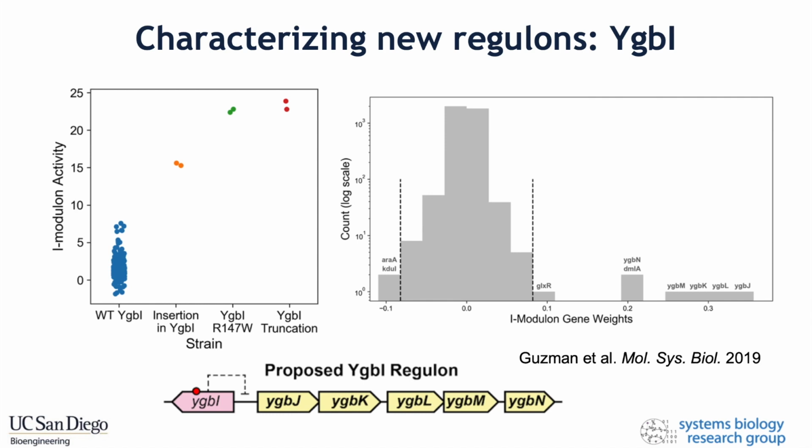Given that these mutations allowed the cell to grow on a novel carbon source, we predicted that YGBI was a repressor of all the downstream genes in this operon. The various mutations in YGBI deactivated the transcription factor, allowing constitutive expression of the YGB genes.